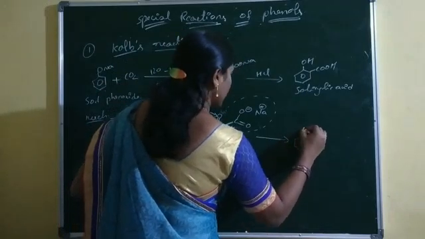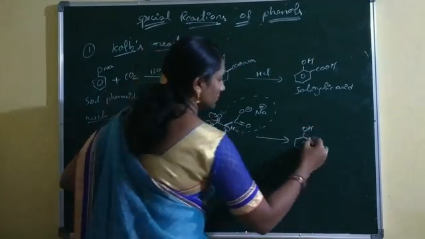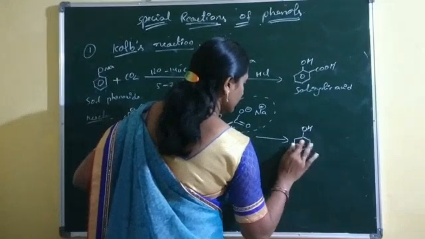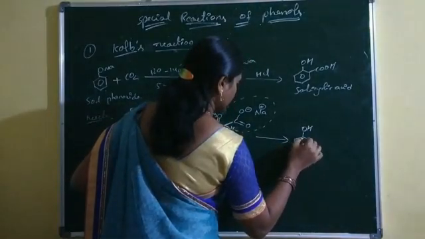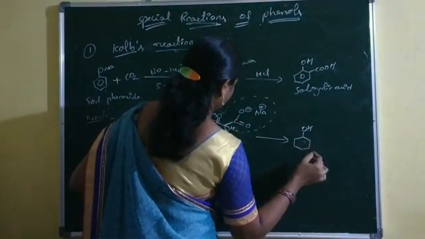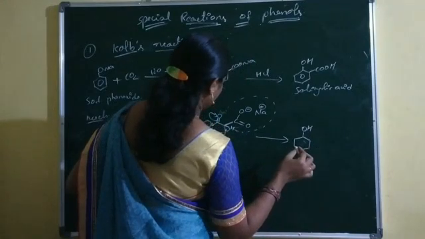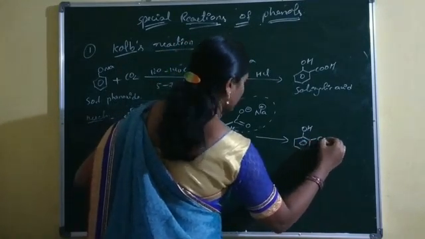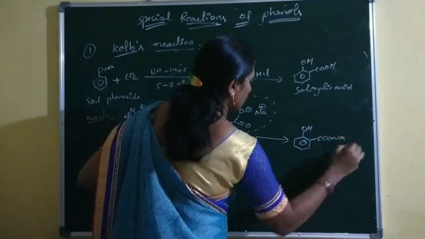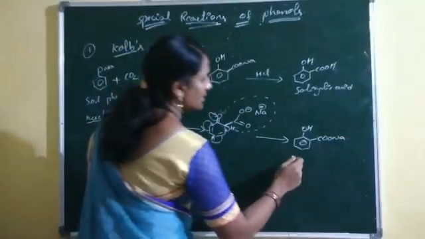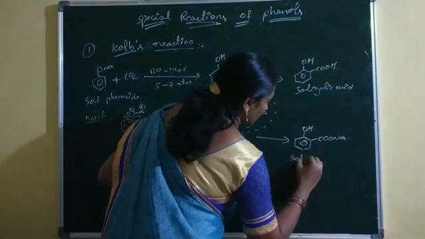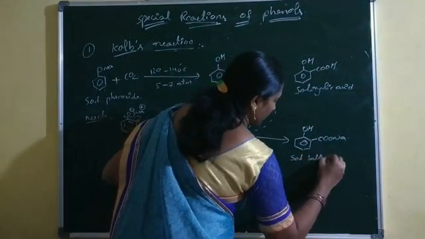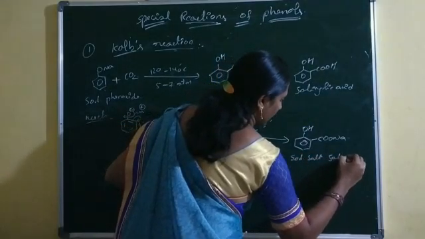Now the product is the sodium salt of salicylic acid, with C double bond O Na.